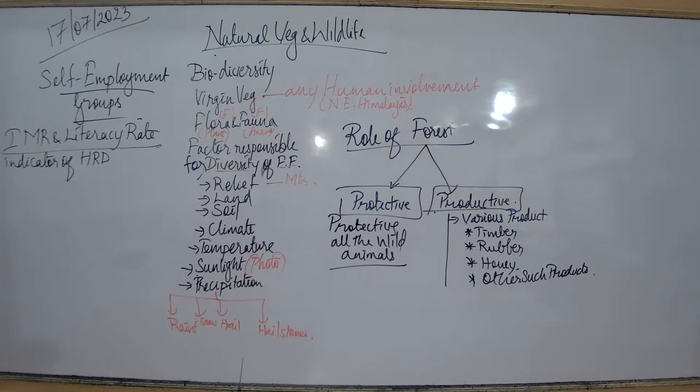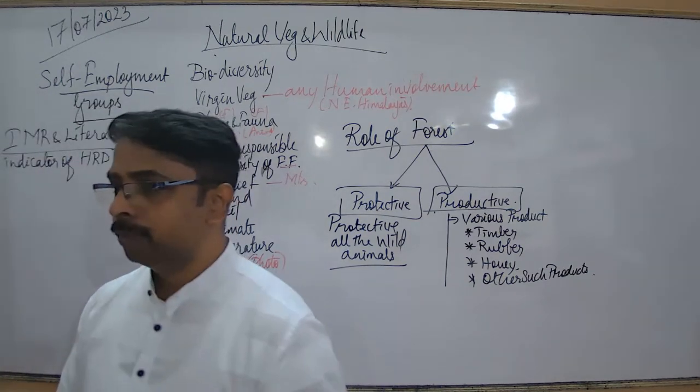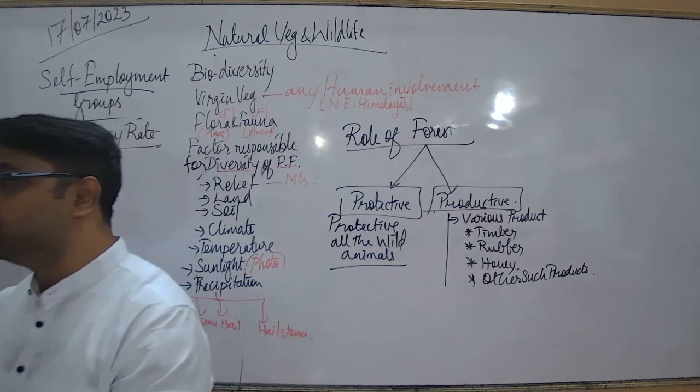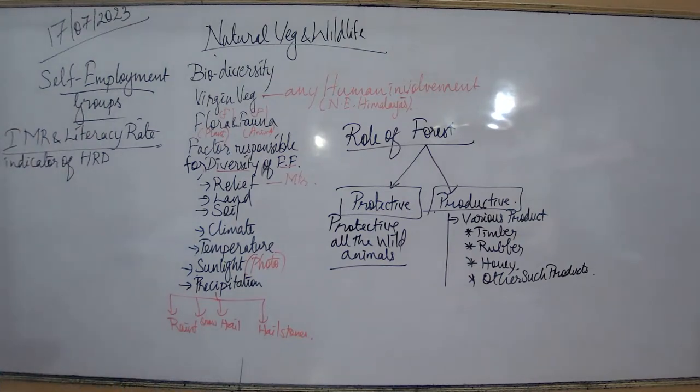When I teach you deciduous forest, we have two types of deciduous: moist deciduous and dry deciduous. We have evergreen forest. Evergreen, throughout the year it remains evergreen. Correct? So when the vegetation changes, animal life will also change.